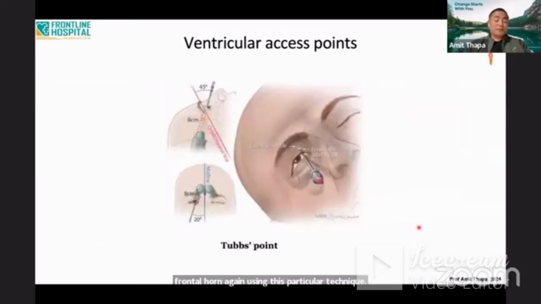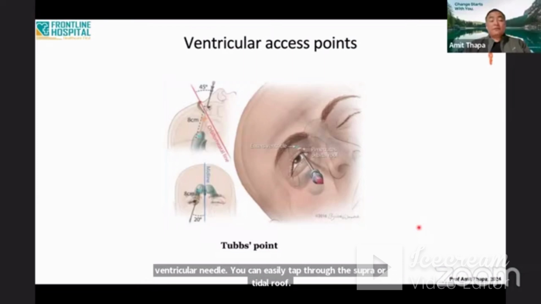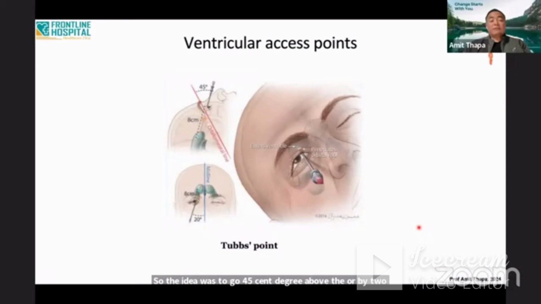And the tubes point, which is just for the mention, because I don't think these approaches are being done these days. But this was in the past one of the favorite techniques, because you don't have to use a drill. Just by using a ventricular needle, you can easily tap through the supraorbital roof. So the idea was to go 45 degrees above the orbitomeatal line, targeting towards the midline. At 8 centimeters, you would be hitting the frontal horn. The problem was that the orbital and the eye injuries were very common. And then since you are going through the ethmoid sinuses, some problems of CSF rhinorrhea can come up later.